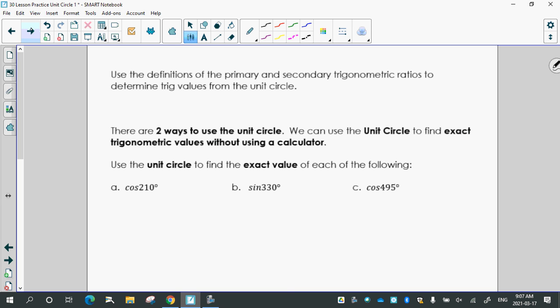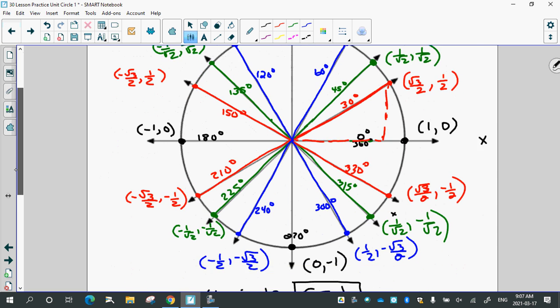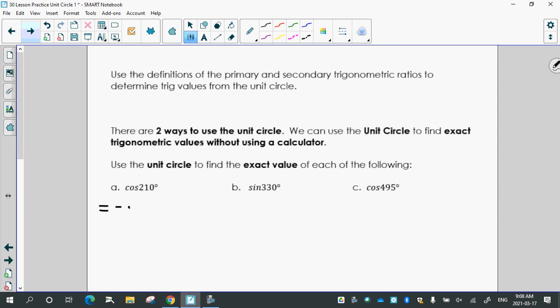Alright, so use the unit circle to find the exact value of each of the following. So the cosine of 210. We know that on the unit circle, cosine is the x value. So I'd go and look at my unit circle, find 210, find the x value, negative root 3 over 2. And remember yesterday, you can check that. You can find the cos of 210 as a decimal, negative 0.8660, and then you can find negative root 3 over 2 as a decimal, and then just do the same.